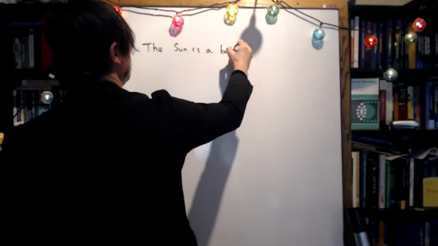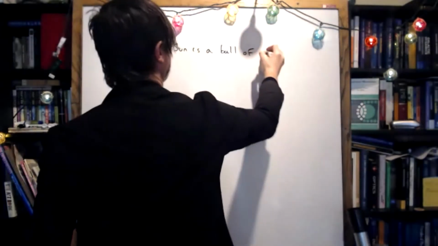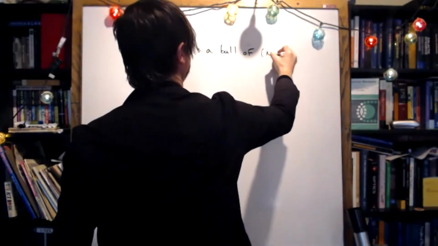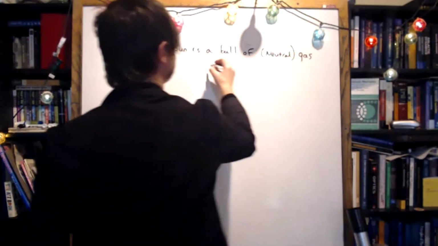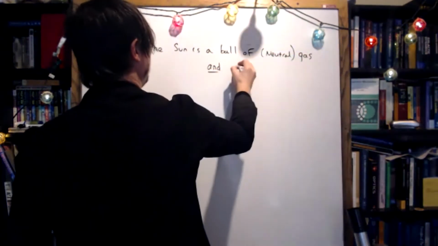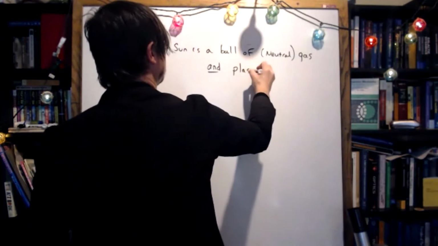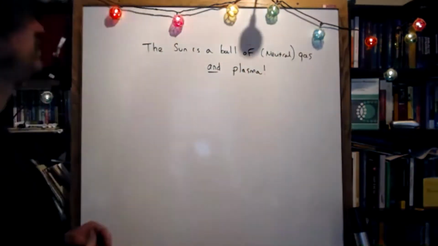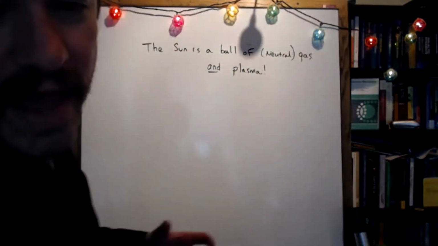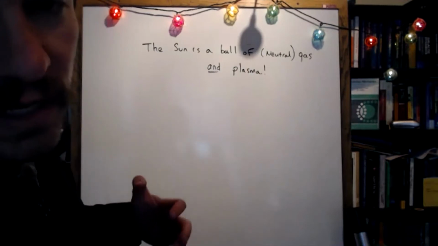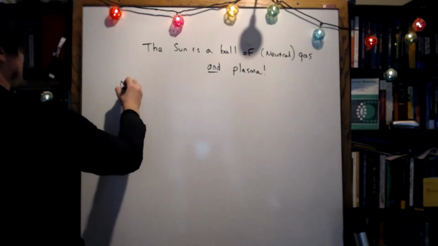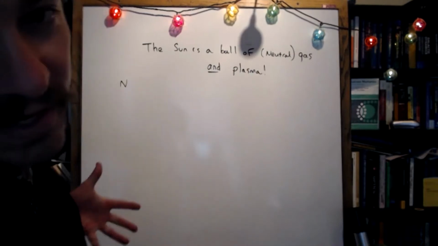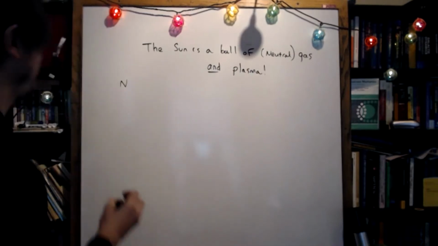The sun is a ball of neutral gas and plasma. It's kind of got both aspects of it. Let's just start by talking about hydrogen. What is the composition of your most common isotope of hydrogen, protium?